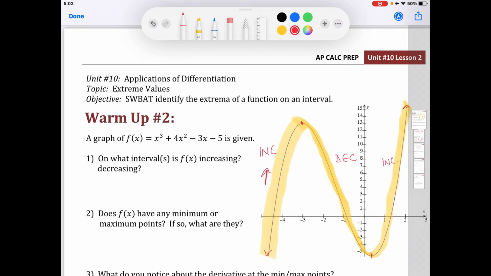It is increasing again. So on what intervals is f of x increasing? Let's write down our increasing intervals. It is from negative infinity to negative 3, and from 0.5 to positive infinity. It's decreasing over the interval negative 3 to 0.5.